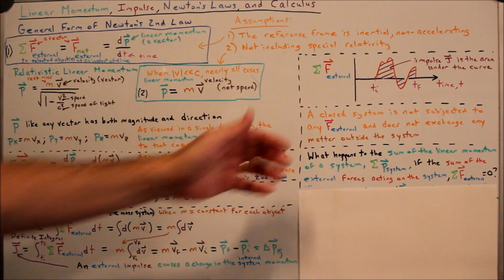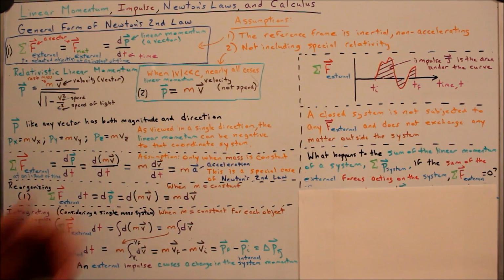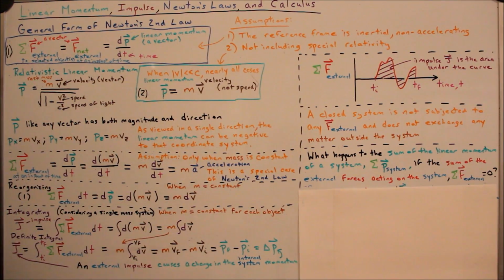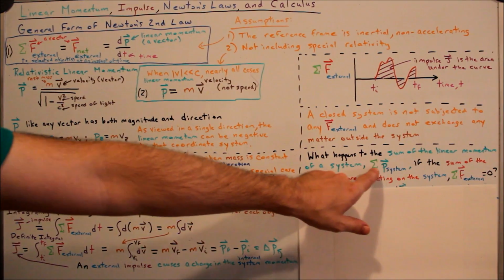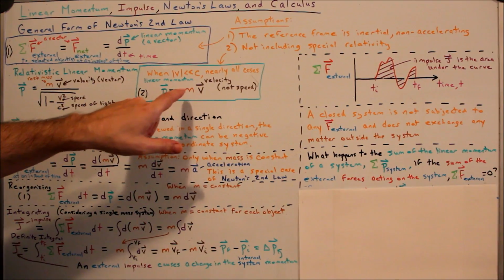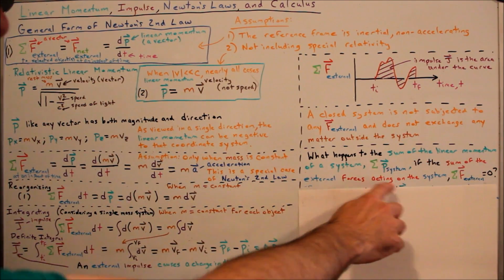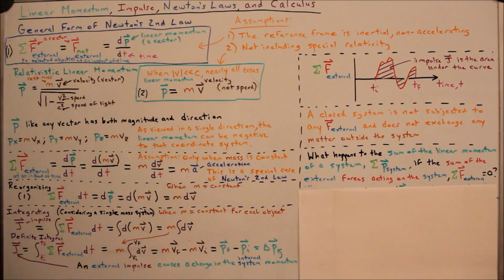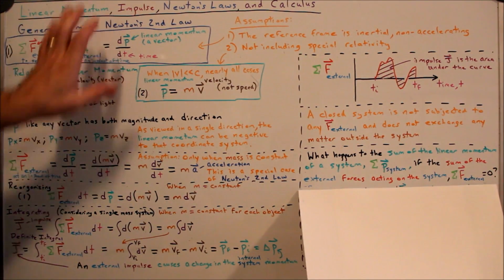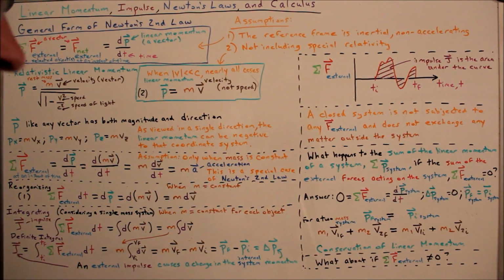So now we have a question for you, kind of a wrap-up question, two questions actually. What happens to the sum of the linear momentum of a system? So I'm going to sum up, so each mass has some velocity, and we can sum them all up in my system, if the sum of the external forces acting on the system equals 0. Think about it. Okay, so the sum of all external forces equals 0. What happens to the sum of the linear momentum of the system?